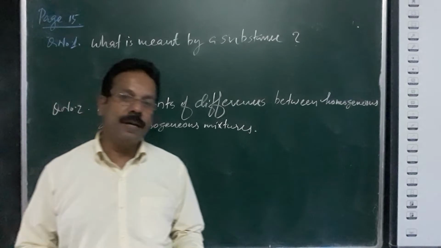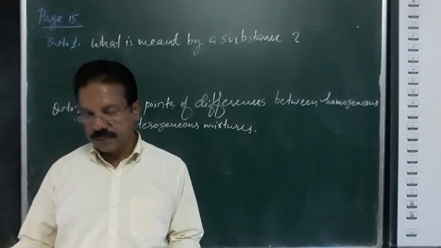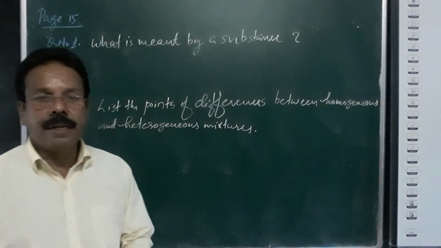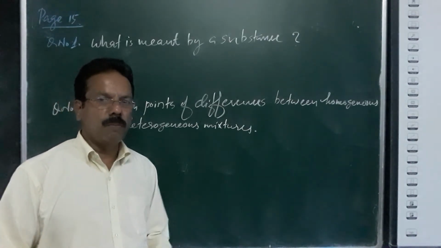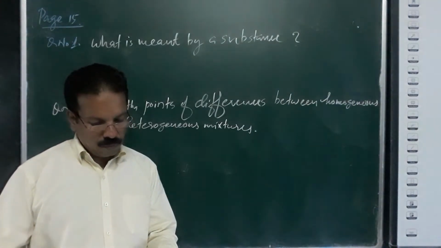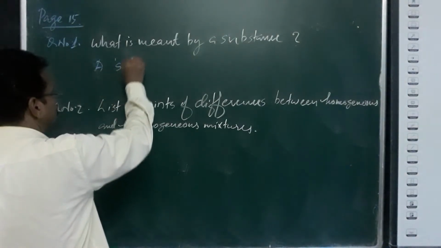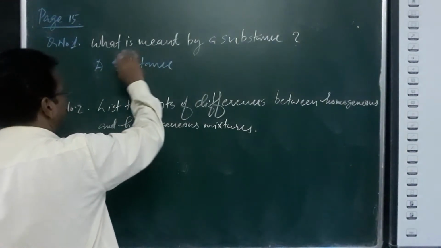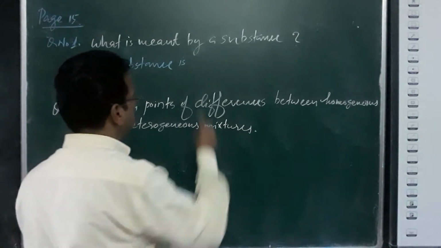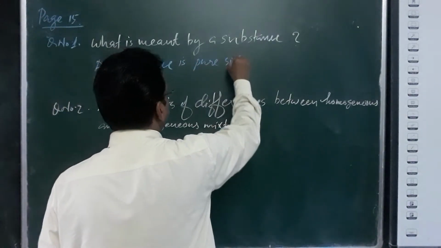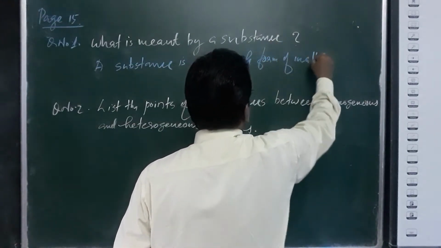And you studied the definition of substance in the beginning of this chapter. We can observe substances in nature. It is a pure form of matter. A substance is a pure, single form of matter.